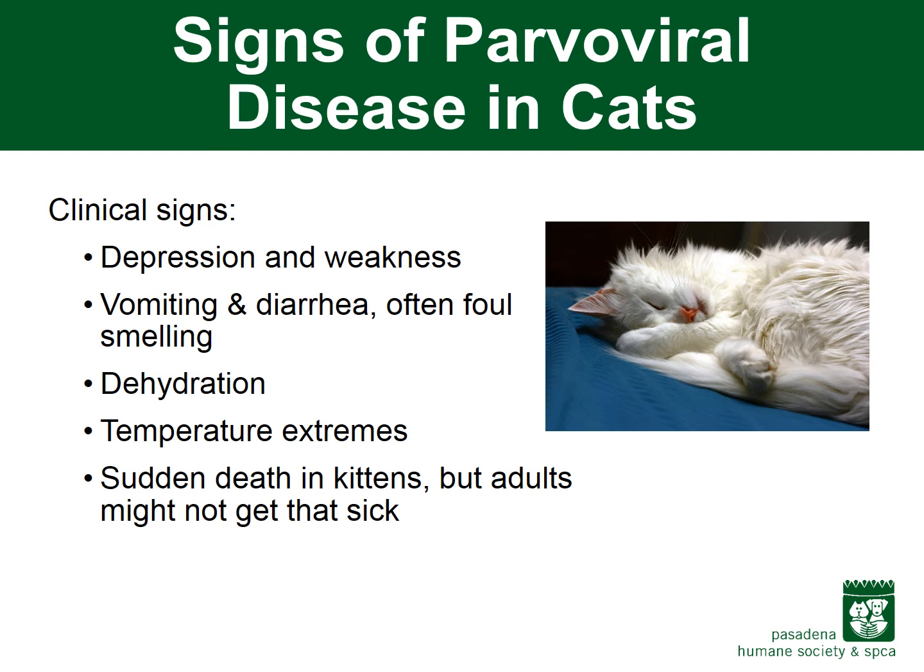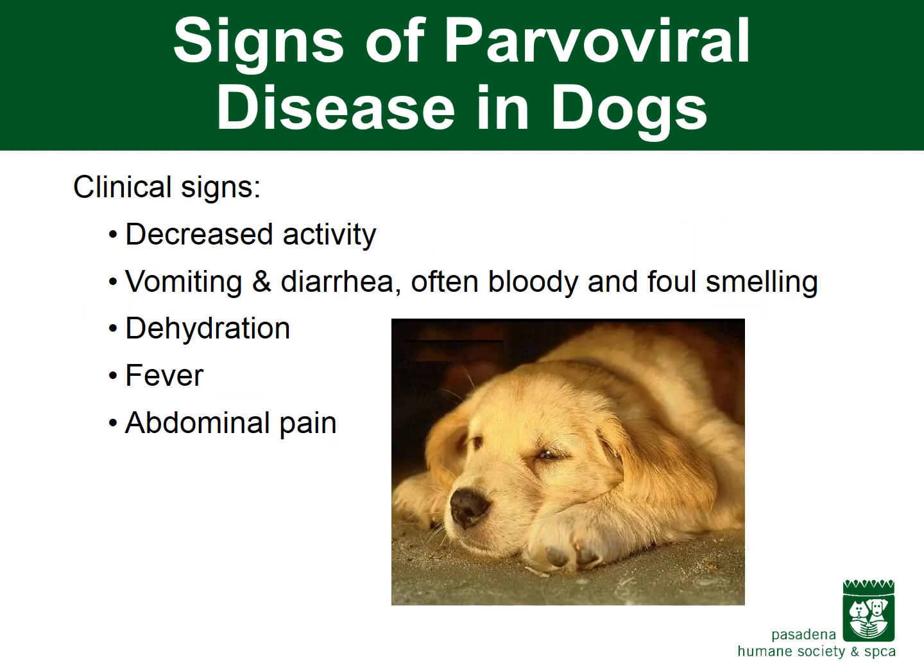Signs of parvo in cats are depression, weakness, vomiting and diarrhea, often foul smelling. We know that all vomiting and diarrhea smells bad, but this is especially bad. Dehydration, temperature extremes, they can go from hot to very cold, and sudden death in kittens, but adults might not get that sick. And in dogs, decreased activity, vomiting and diarrhea, again often foul smelling, and it's usually bloody as well. Dehydration, fever, and abdominal pain.